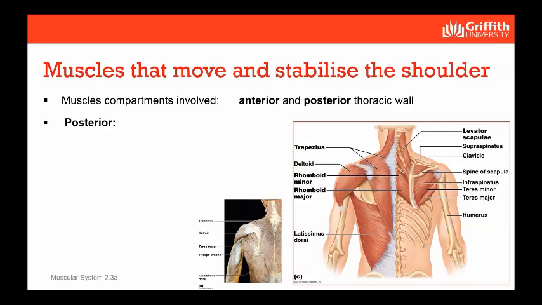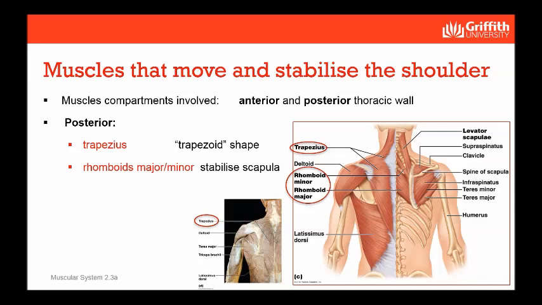In the posterior compartment, the following superficial muscles move and stabilize the shoulder: trapezius, rhomboids major and minor, and levator scapulae. Trapezius is a triangular-shaped muscle extending from the skull and vertebral column to the acromion process and along the spine of the scapula.